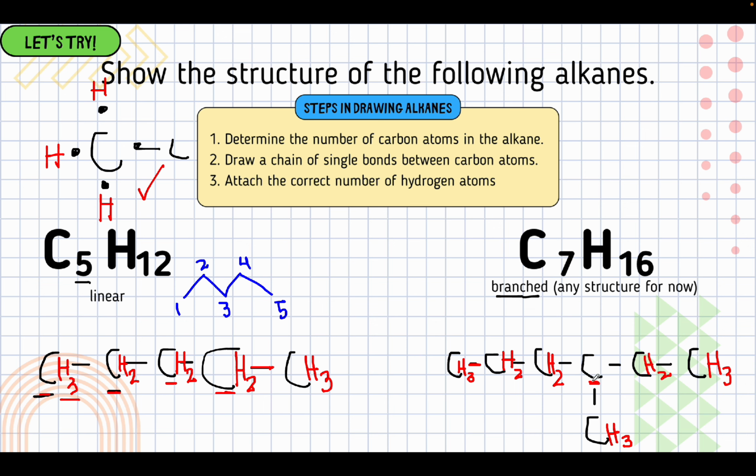Now, this carbon already has 1, 2, 3 carbon-carbon bonds. So how many hydrogen atoms can bond? Only 1. Because again, carbon is tetravalent and can only form 4 bonds. So if we count the number of bonds, 1, 2, 3, 4. So this is a branched alkane following the molecular formula C7H16.